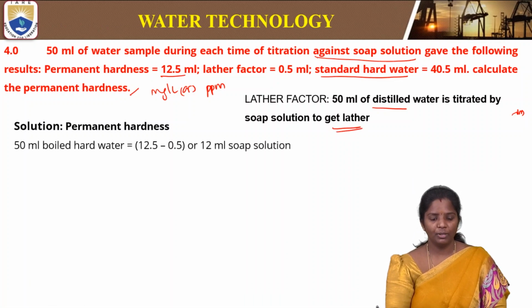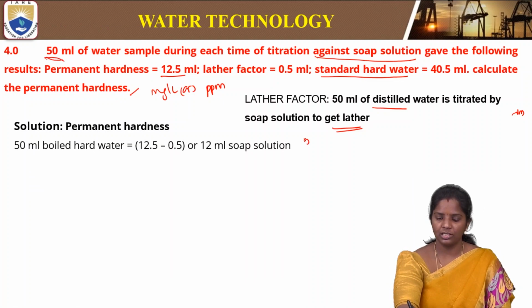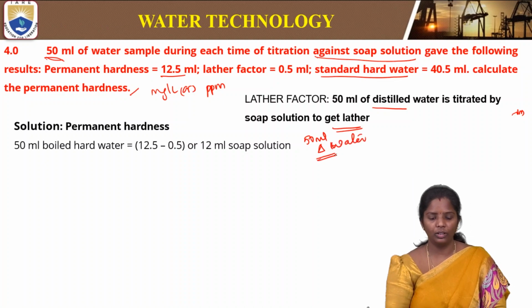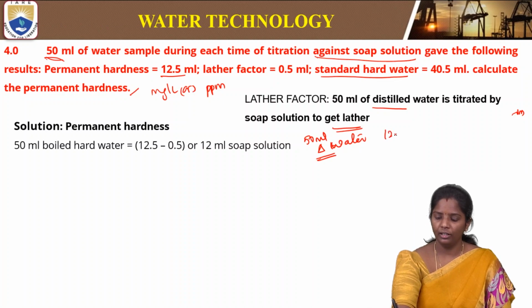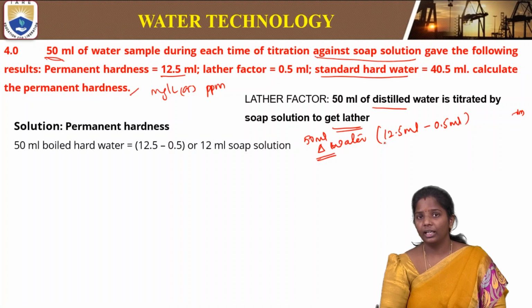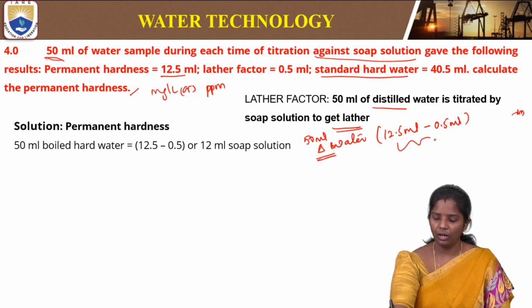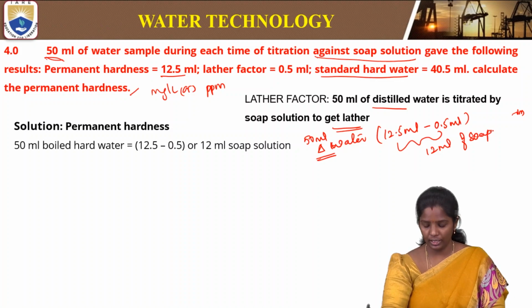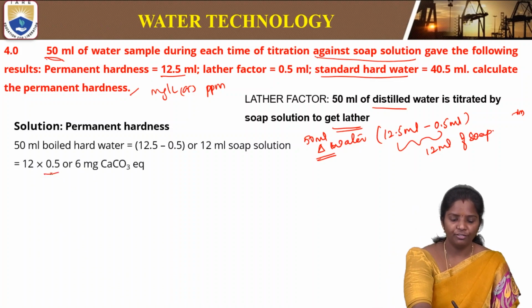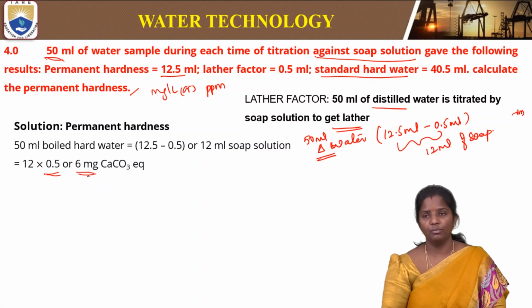So 50 ml of boiled water. If you see the question, 50 ml of boiled water is taken. This boiled water is consuming 12.5 ml for permanent hardness, minus we have to subtract the lather factor. Why? Because we are taking the soap solution into consideration, so we have to subtract the lather factor. So what we get now is 12 ml of soap solution causing the permanent hardness. So 12 into 0.5 gives rise to 6 mg calcium carbonate equivalents.